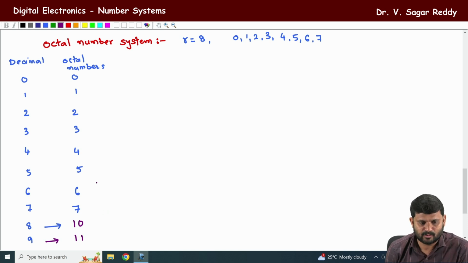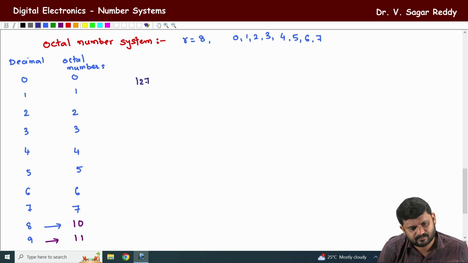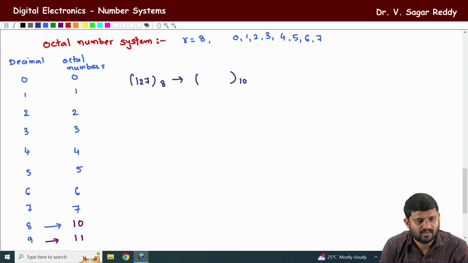Now I'll tell you how to convert this octal number to decimal. The next number after 7 in the octal number system is 10. Now let us consider a simple example, 127. I want to convert this number from octal to decimal.